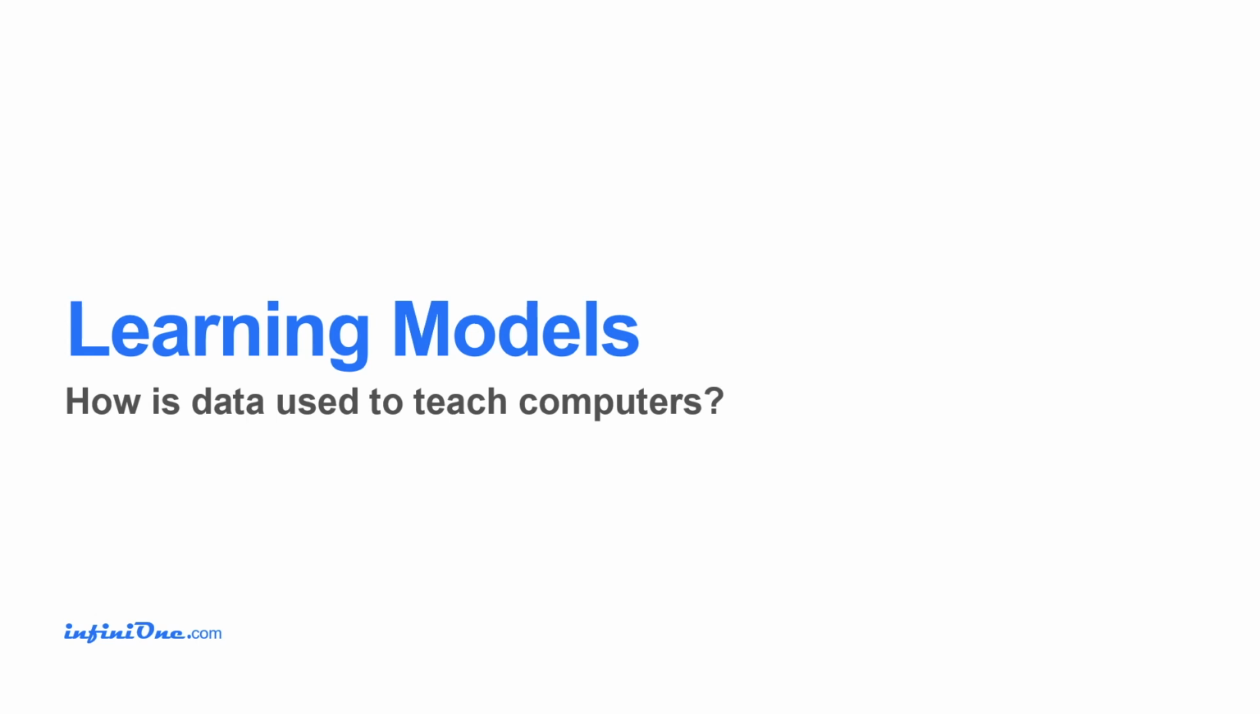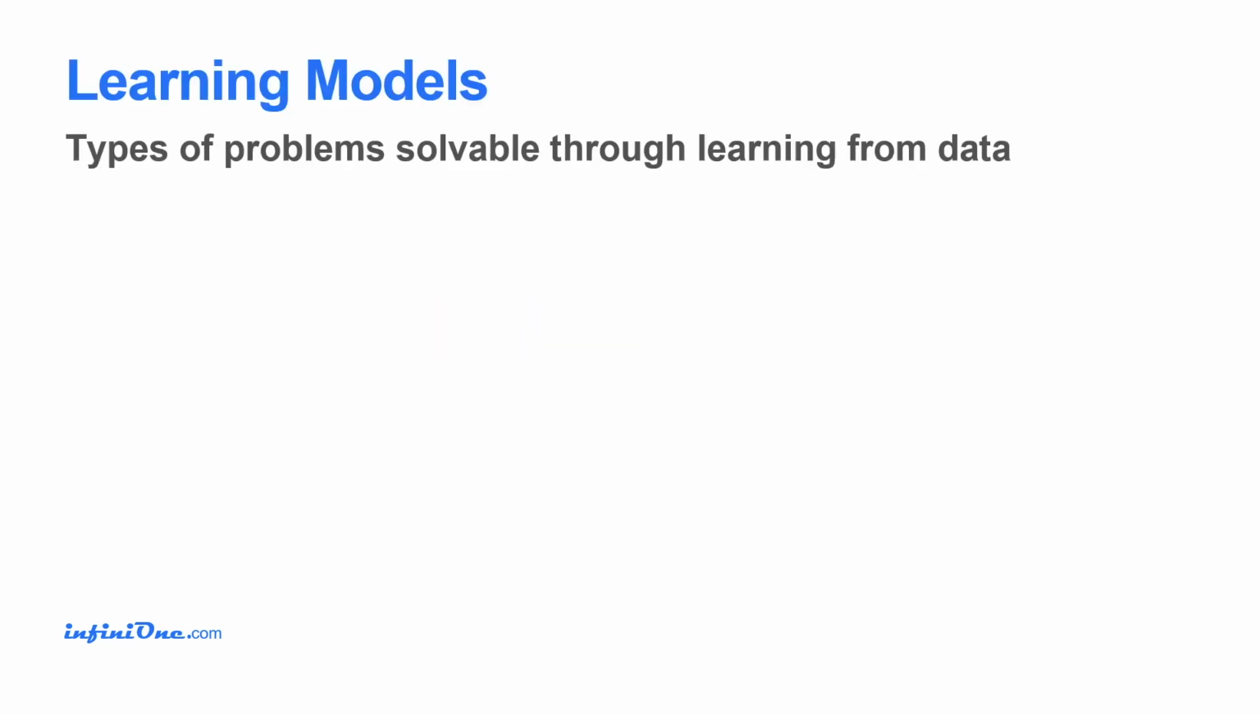Okay, so in this video, we are talking about learning models. So how is data used basically to teach computers to perform different tasks? The type of problems solvable through learning from data. I mean, there are four different kinds of modes of learning, and any problem that falls under data science will fall into one of these four modes.